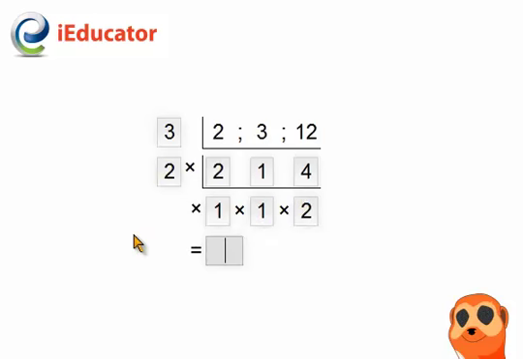Now, all that is left is to multiply. 3 times 2 is 6. And 6 times 1 is still 6. Times 1 again, still 6. Times 2, 6 times 2 equals 12. Therefore, our LCM is 12.